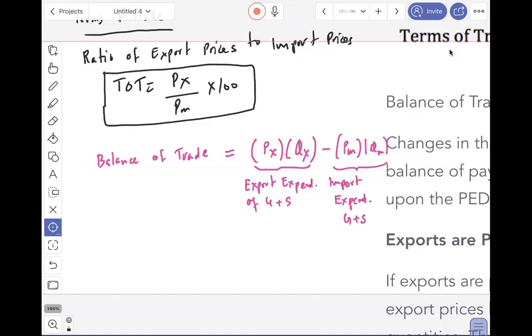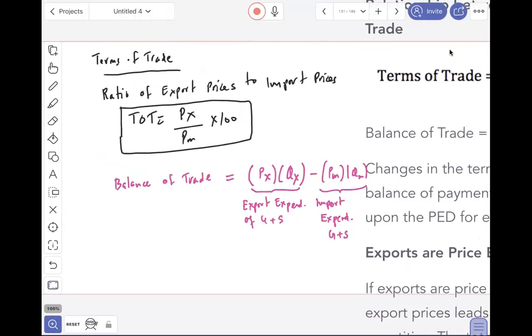and that comes in your current account section of the balance of payment. Remember, current account, we did it yesterday. We said current account has balance of trade, has income section, and has current transfer. So balance of trade is basically your export revenue minus import expenditure. Do we get that? Does that make sense?